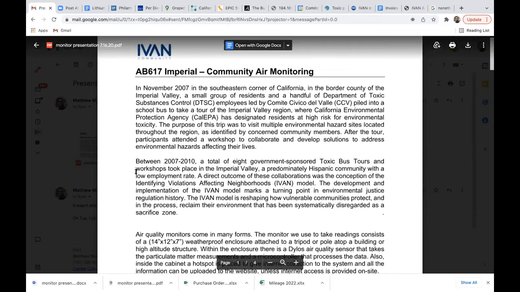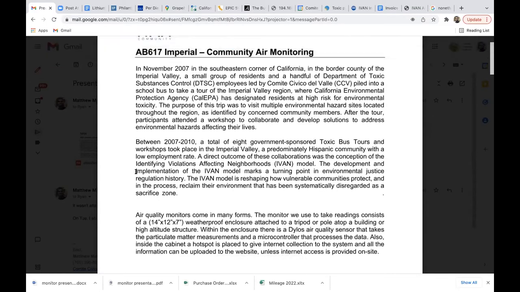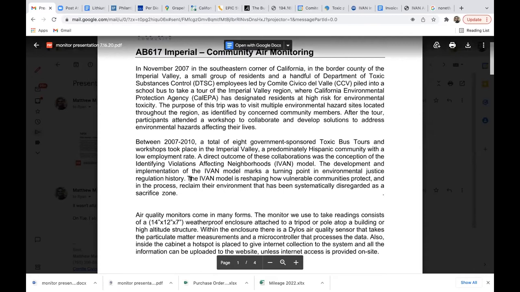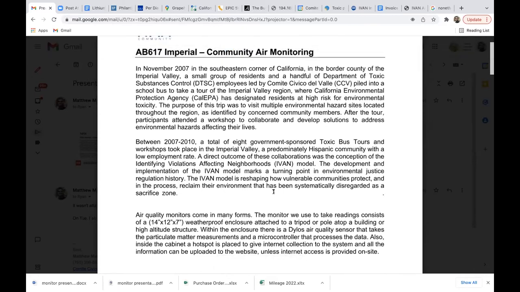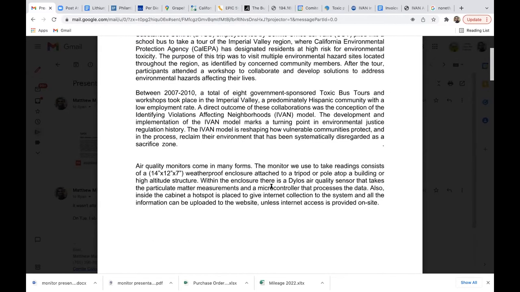After the tour, participants attended a workshop to collaborate and develop solutions to address environmental hazards affecting their lives. Between 2007 and 2010, a total of 8 government-sponsored toxic bus tours and workshops took place in the Imperial Valley, a predominantly Hispanic community with a low employment rate. A direct outcome of these collaborations was the conception of the Identifying Violations Affecting Neighborhoods, IVAN, model. The development and implementation of the IVAN model marks a turning point in environmental justice regulation history. The IVAN model is reshaping how vulnerable communities protect and, in the process, reclaim their environment that has been systematically disregarded as a sacrifice zone.